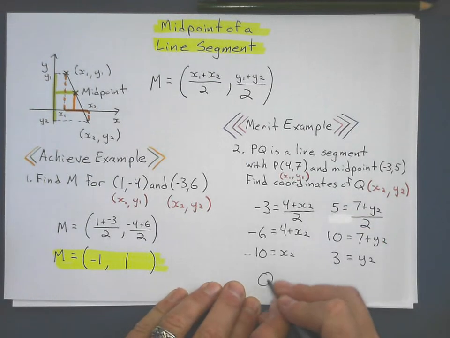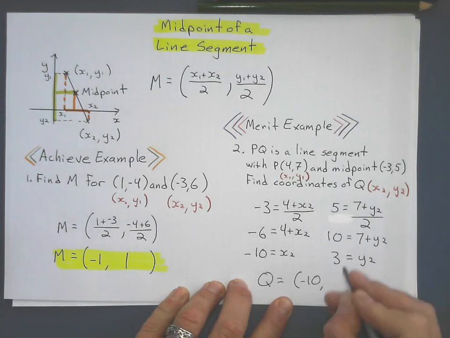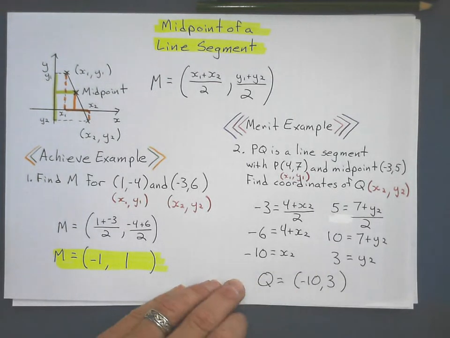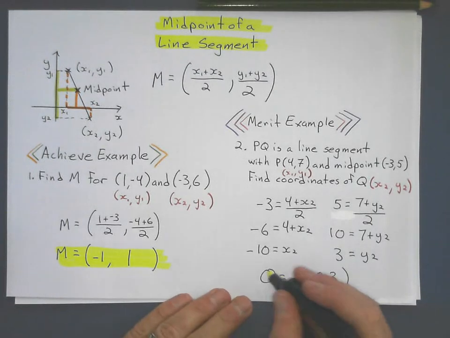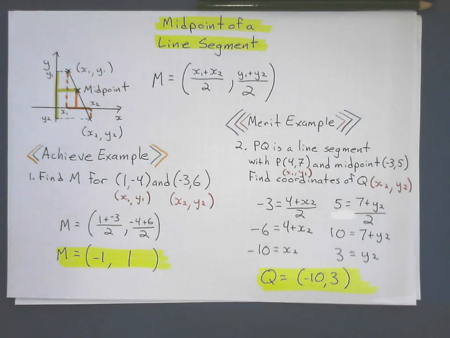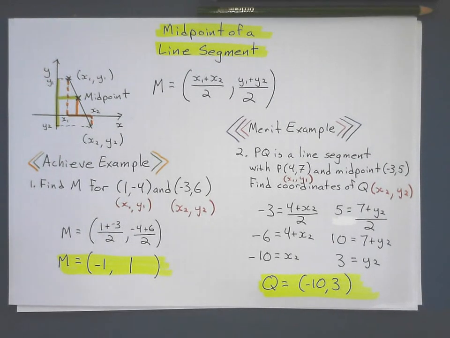So q is going to equal negative 10 for the x-coordinate and positive 3 for the y-coordinate. And those merit problems, most of the time, will be working backwards like that, which is a pretty manageable problem.